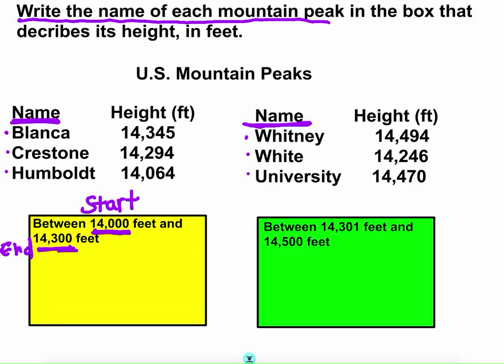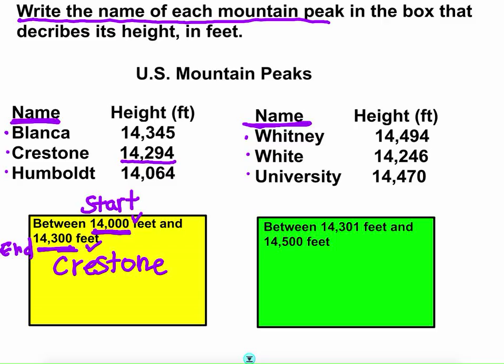Okay. Blanca is 14,345. But that's greater than this. I don't want that. So that does not go here. Then I go to Crestone. Crestone is 14,294. That's greater than 14,000. Oh, and it's less than 14,300. So Crestone goes here.